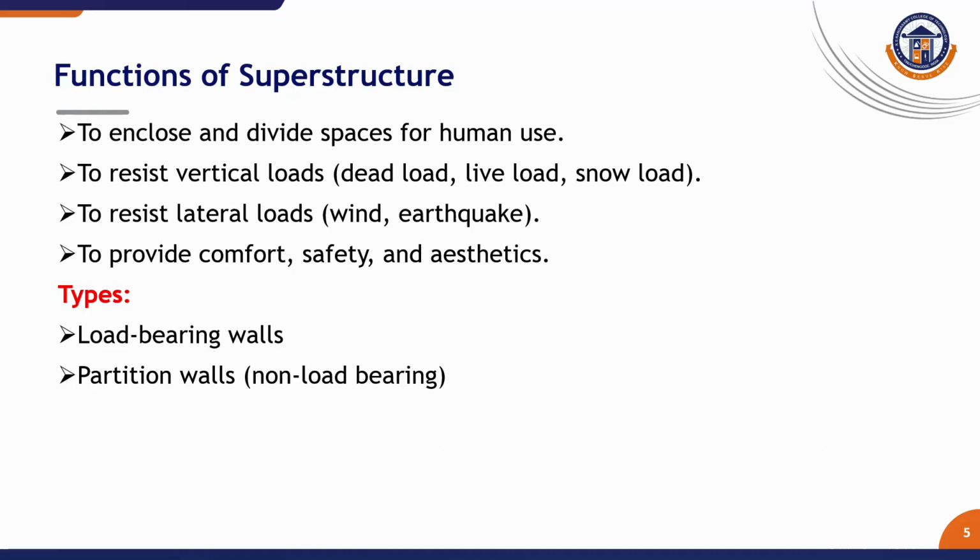The functions of superstructure are to enclose and divide spaces for human use, to resist vertical loads, that means dead load, live load, and snow load, to resist lateral loads, the loads from the wind direction or earthquake loads, to provide comfort, safety, and aesthetic point of view. The main function of superstructure is to provide comfort, safety, and aesthetics. The two types of walls are load bearing walls and partition walls. The partition walls means non-load bearing structures.